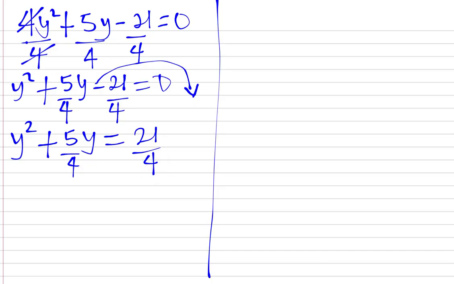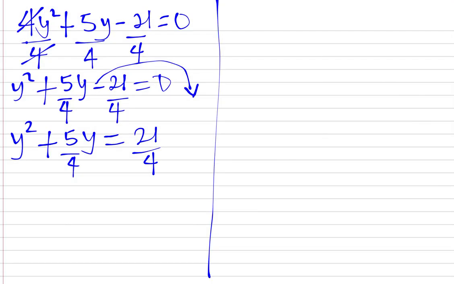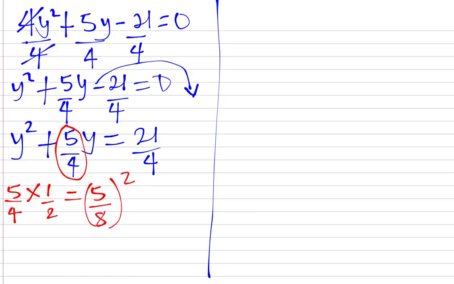Now you are at that stage again where you have to multiply through by the coefficient of y. What is our coefficient here? 5 over 4. You know how I got it down? 5 over 4 times 1 over 2. That will give us 5 over 8 all squared. Are you seeing? So you've gotten this.